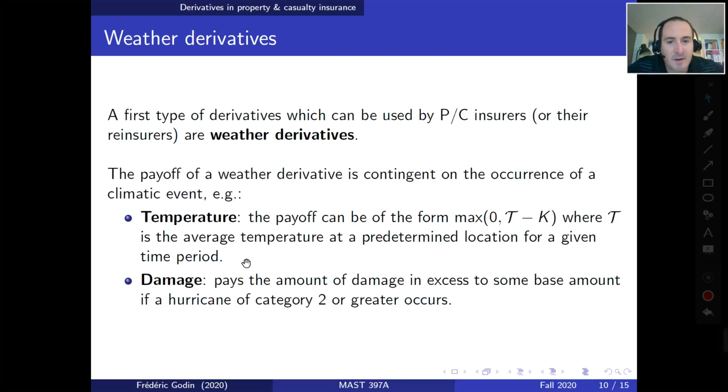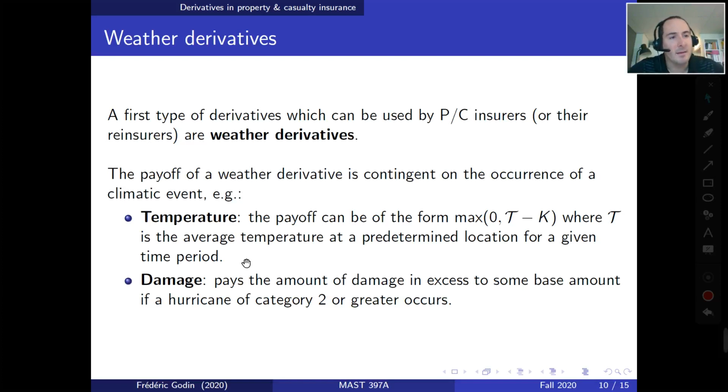So this type of derivative can be very useful for insurers when the damages imposed on policyholders are very dependent on temperature. For example, if you're insuring the crop of farmers, let's say the summer is very hot. A lot of farmers might lose their crops because of droughts. So in that case, if there's a very hot temperature in the summer, insurers might have to compensate farmers very heavily and pay a lot of money.